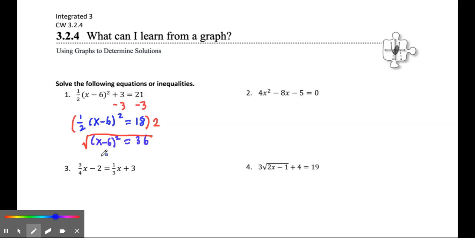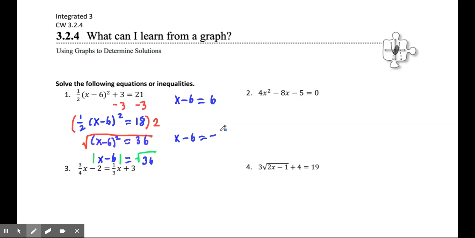to untrap x, and then you get absolute value of x minus 6 is equal to square root of 36. And then from there, you can make two equations. So you have x minus 6 equals positive 6, and x minus 6 equals negative 6, because square root of 36 is 6, and because you have an absolute value, you make two equations for positive and negative.